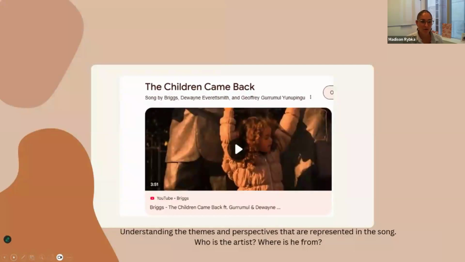I've popped this here if you want to use a song for one of your resources. I've just popped understanding the themes and perspectives that are represented in song is really important. Who is the artist and where is he from? Again, I keep saying make sure you're doing a bit of background information, making sure it's appropriate for your age group.